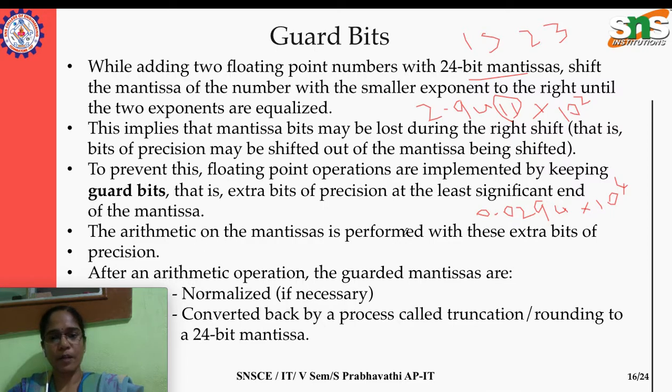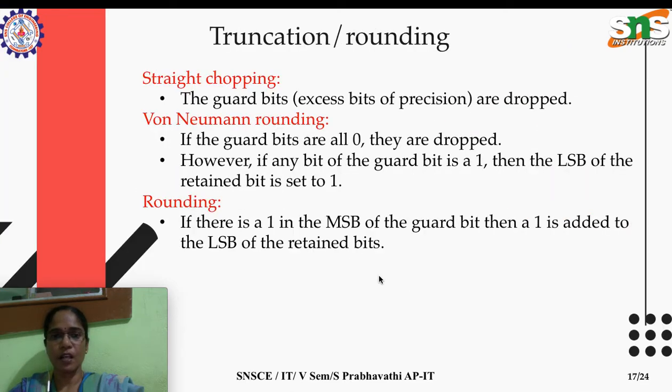The arithmetic of the mantissa is performed along with these extra bits, and at the end, for storage purposes, the register allows only 4 digits. So the result could be normalized, and we can convert it back to 4 digits by either truncation or round off. Some methods are available, because the register will allow only a 24 bit mantissa. So if we get the result as 26 bits, the last 2 bits we need to round off or chop off.